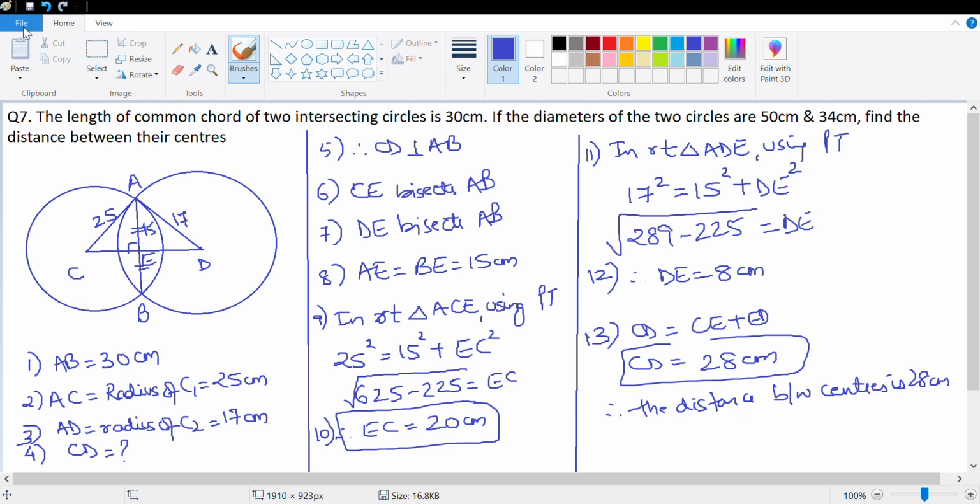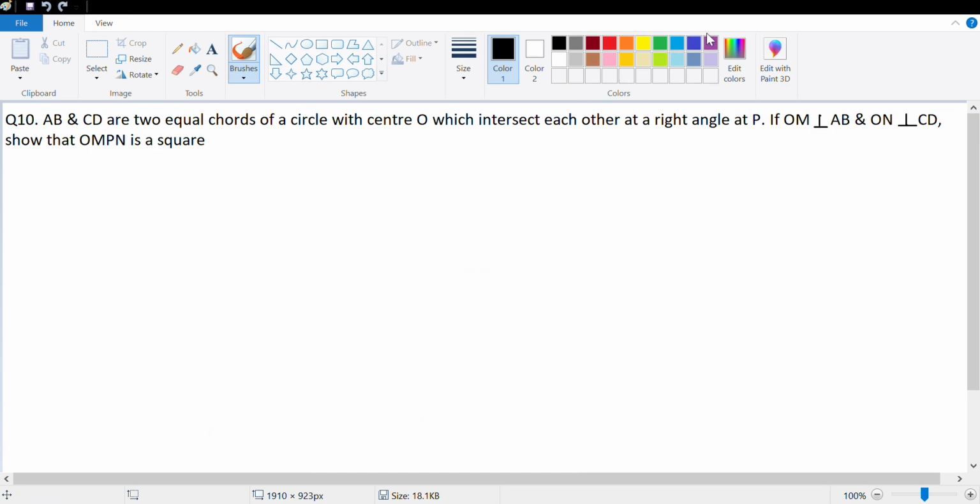Good. Let's look at the last question that I'll do with you from this exercise. The last question that I do with you is question number 10. Question number 10 says AB and CD are two equal chords of a circle with center O which intersect each other at right angle. Okay, so let's just draw the circle first and let's draw two chords which are equal in length and they intersect at 90 degree.